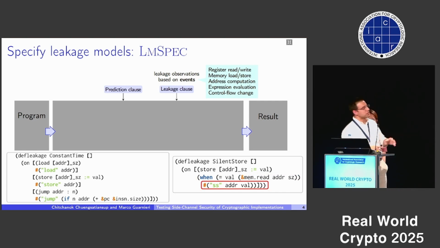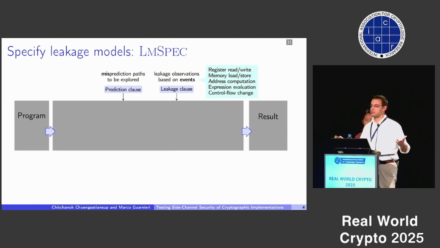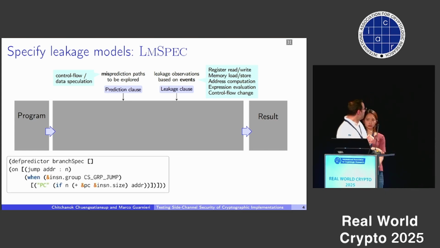Okay, so the second part of our language allows us to talk about speculatively executed instructions. In particular, we have prediction clauses, which at a very high level capture which mispredicted paths need to be explored during the testing. And we support both control flow and data flow speculation for this. I'm not going to go too much into the details here. I will just give you a concrete example, namely how we model branch speculation in our language.